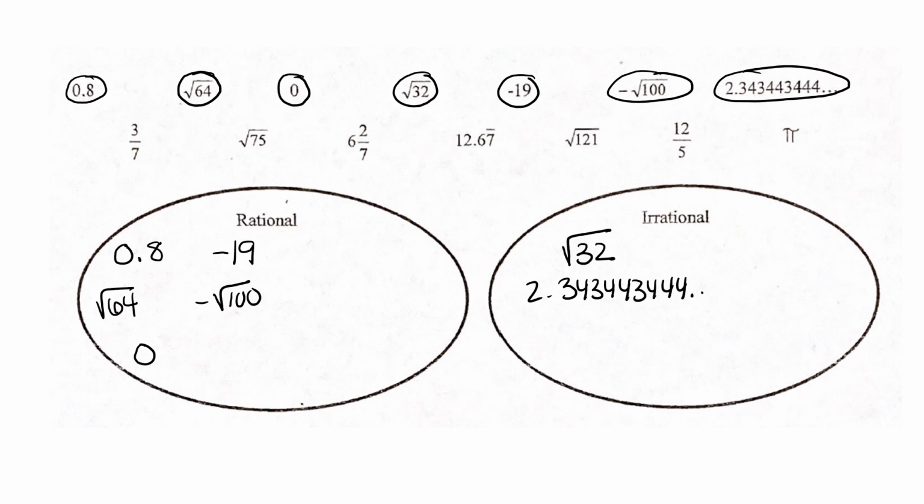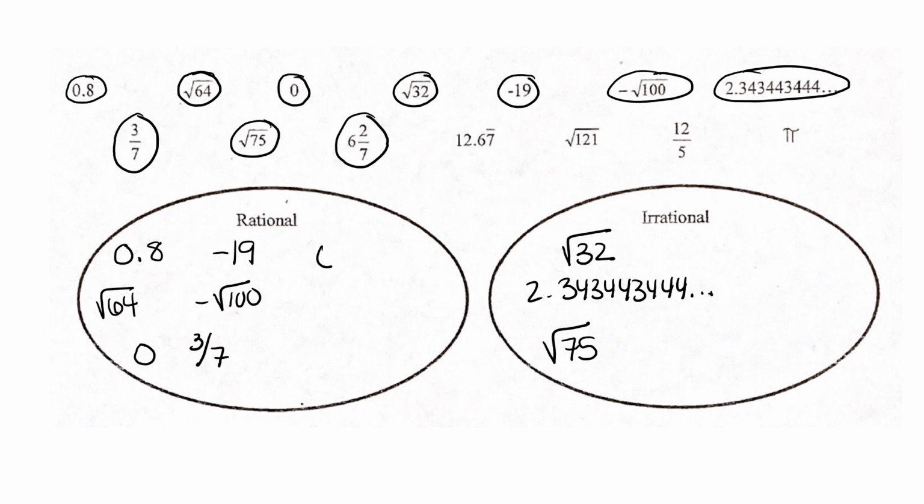2.34344434 with the ... dots at the end of it is going to be irrational because it is not repeating. Even though there is a pattern, it's not the same pattern over and over again. The fraction 3/7 is going to be rational. All fractions are rational. The square root of 75 is going to be irrational because we cannot multiply any number times itself.